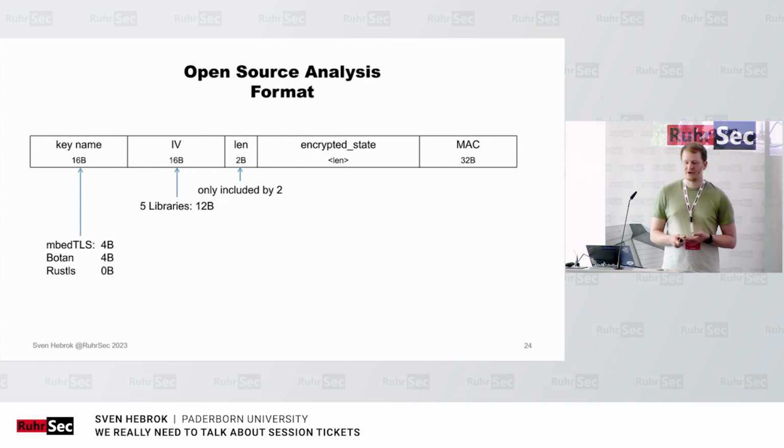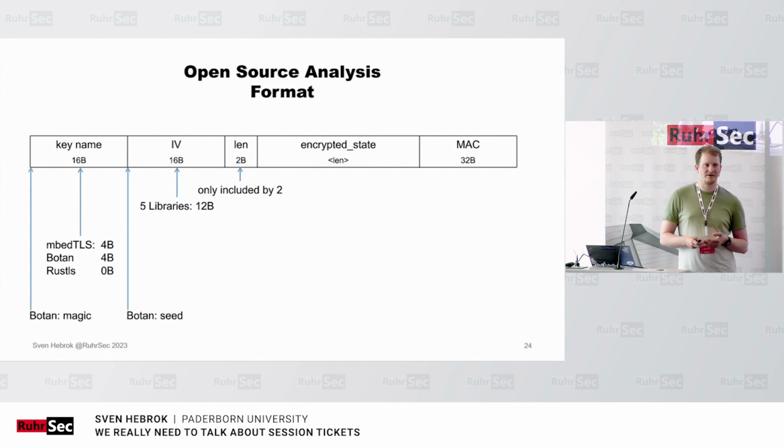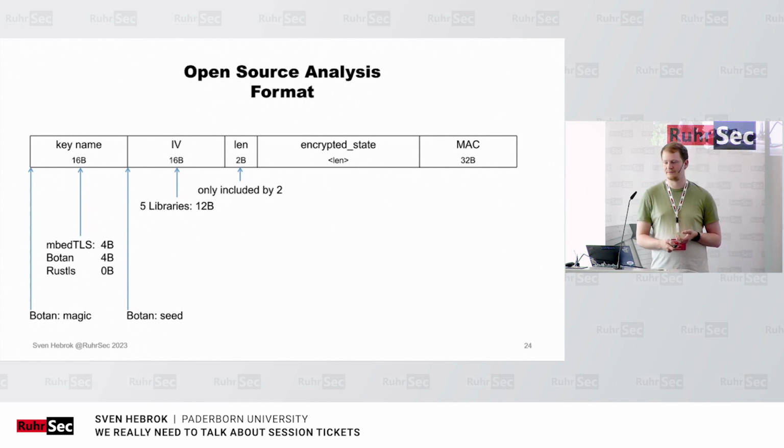Three libraries chose a shorter key name or omitted it, but that's also no issue, because as soon as you verify the MAC, you notice your key is a different one, you notice that the MAC doesn't match anymore and you reject the ticket. And Botan was the only one that introduced new fields. First a magic field to just identify their own tickets, and then a seed to counteract the key wear out issue. So they have 16 bytes of additional randomness in there.